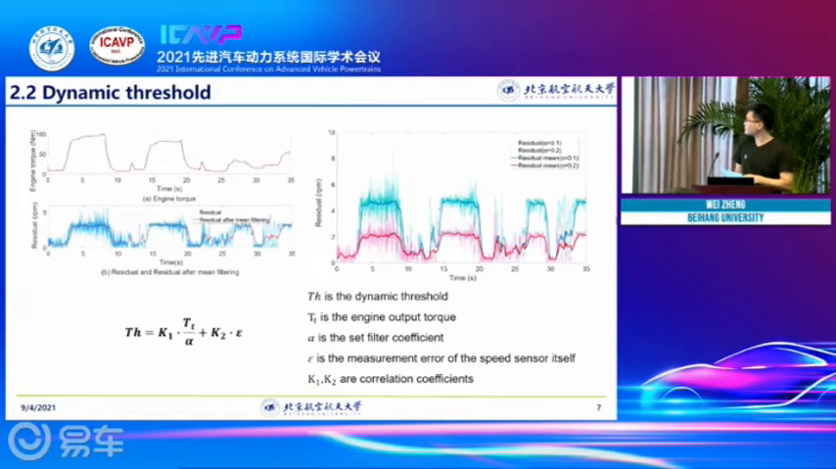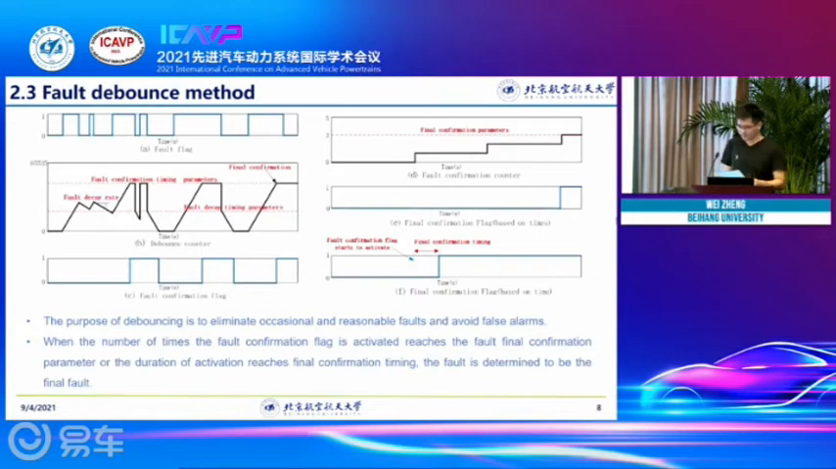The final dynamic threshold is shown in the figure. The purpose of debouncing is eliminating occasional and resembling faults and avoiding false alarms. Only when the number of times the fault confirmation flag is activated reaches the fault final confirmation, or the duration of activation reaches the final confirmation timing, the final confirmation flag is activated, and the fault is determined to be the final fault.